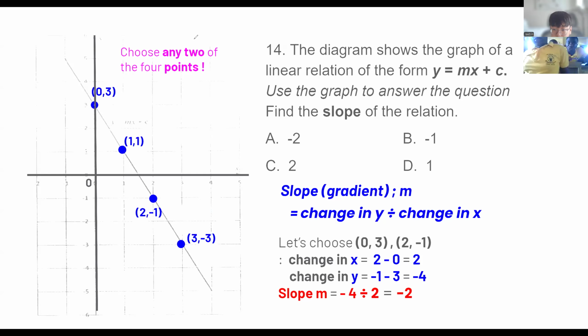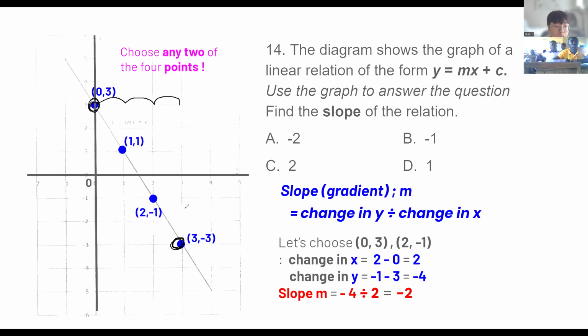The first one is (0, 3) and (3, -3). Oh, you want me to do (0, 3) and (3, -3)? Yes. So the change of x, let's see, the change of x is 3, right? 1, 2, and 3. That's the change of x, right? From 0 to 3 is 3.